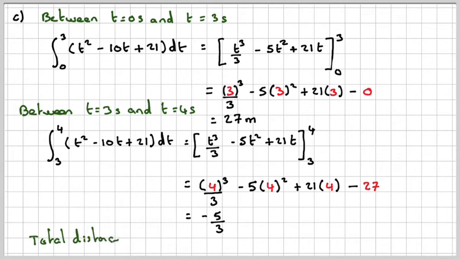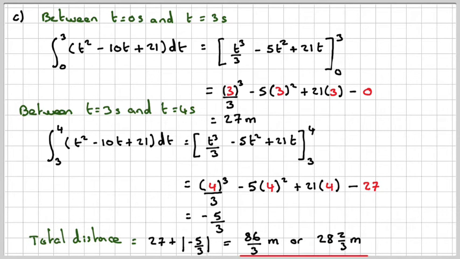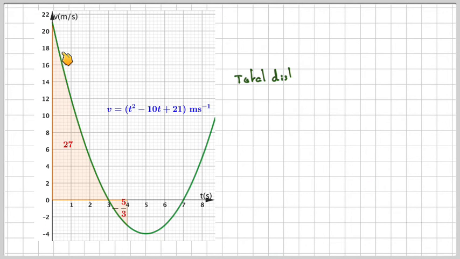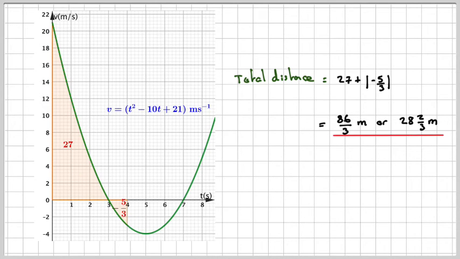So the total distance will be 27 plus the absolute value of minus 5 over 3. So I ignore the minus sign, which will give you 86 over 3 meters, or 28 and 2/3 meters. This is a graph of the motion. So we've got 27 here, and minus 5 over 3 here.